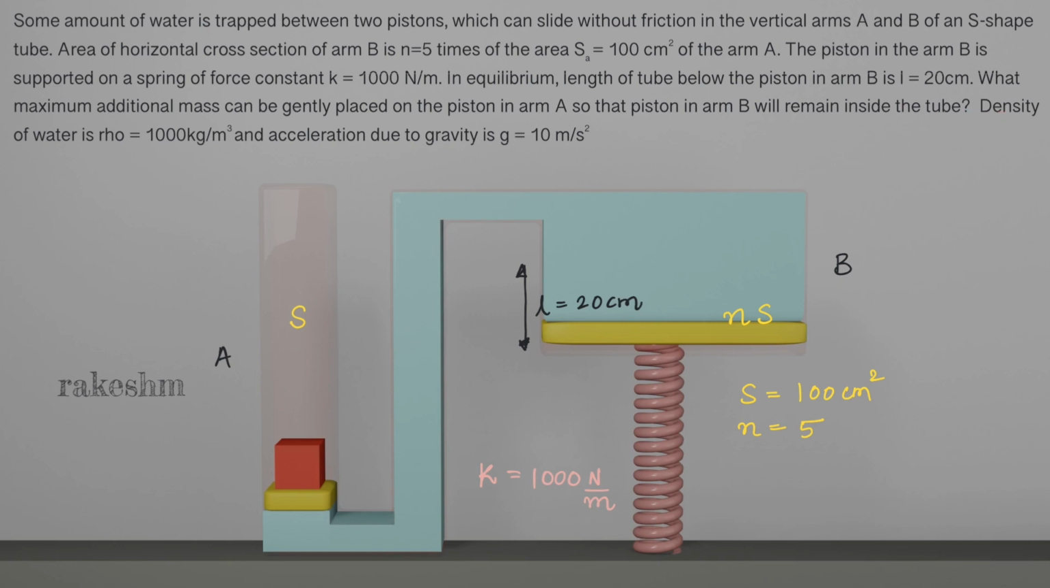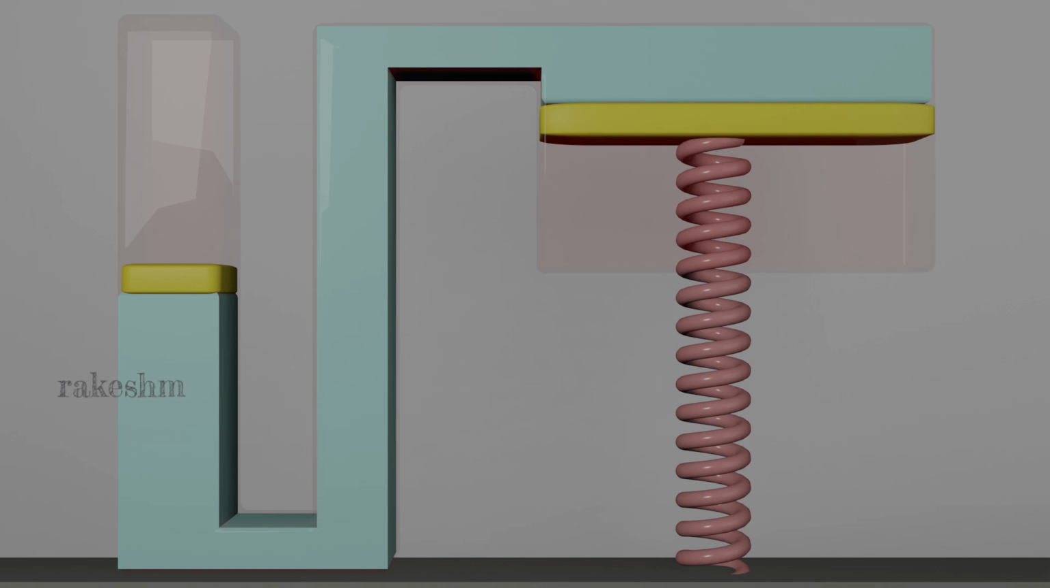He's given the density of water as rho equal to 1000 kg per meter cube, and acceleration due to gravity as g equal to 10 meter per second square. So let us have a look at the initial condition where the pistons are in equilibrium. Let us consider 2 points inside the liquid. One is point A here, which is just below the piston, and point B here, which is just above the piston. From the diagram, these both are at the same level. So the height difference between A and B is given as L equal to 20 centimeters.